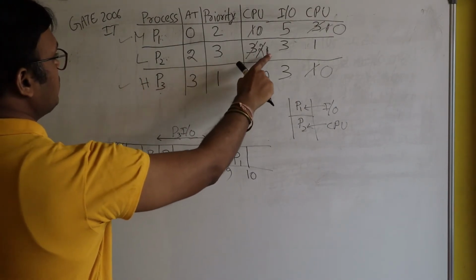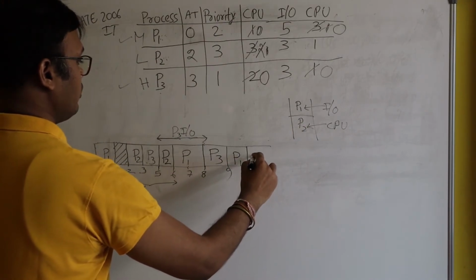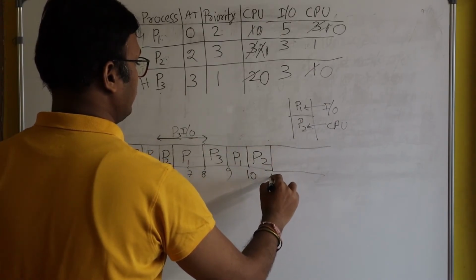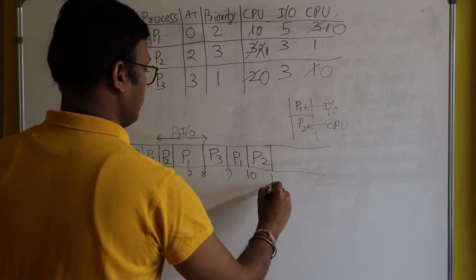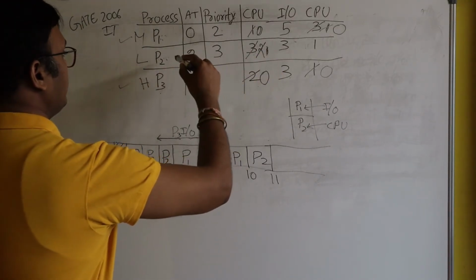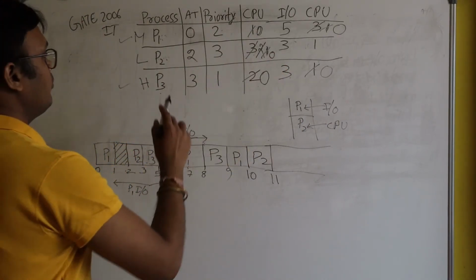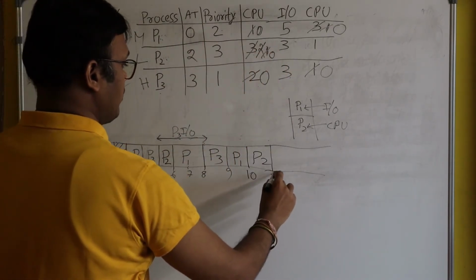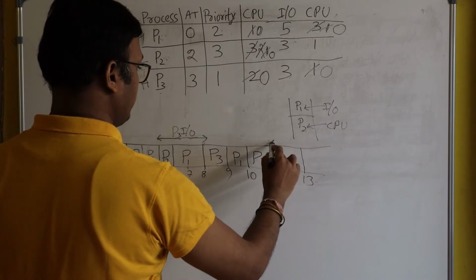Here process P2 still has 1 second left of its first CPU burst. So process P2 will execute for 1 second, from 10 to 11. Now process P2 has completed its first CPU burst. After that, process P2 will be busy with the IO for 3 seconds.